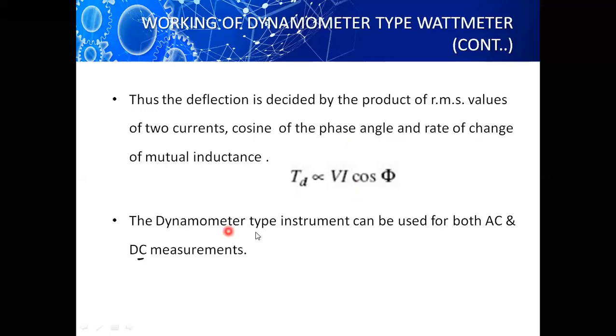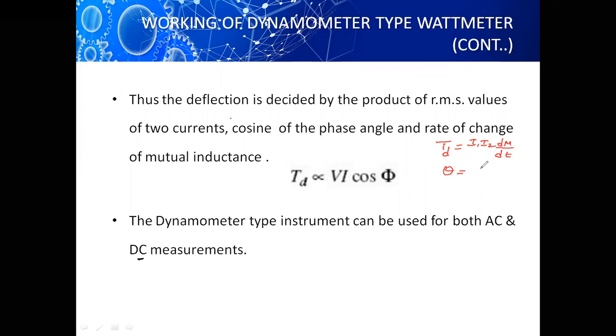Now the dynamometer type instrument can be used for both AC and DC measurements. If it is a DC measurement, we will have our deflection torque. We actually had our deflection torque as I1, I2, dM by dt. And if you check out our deflection angle, we had already this.